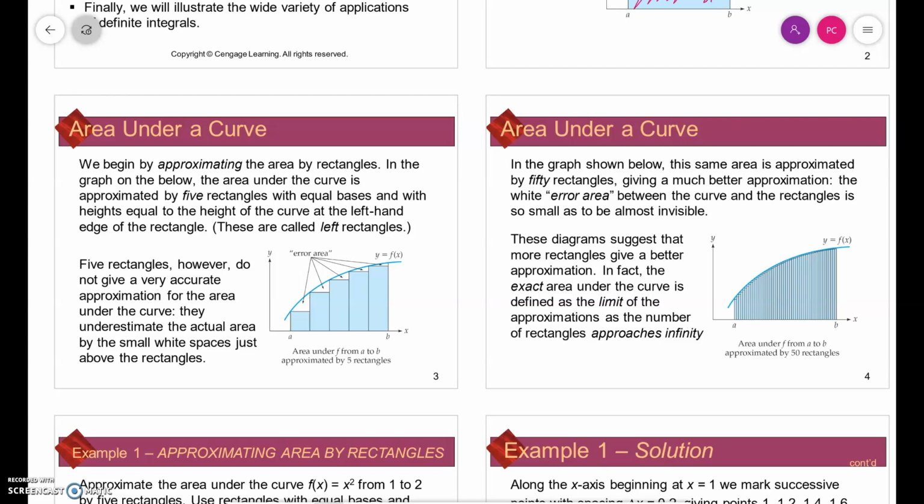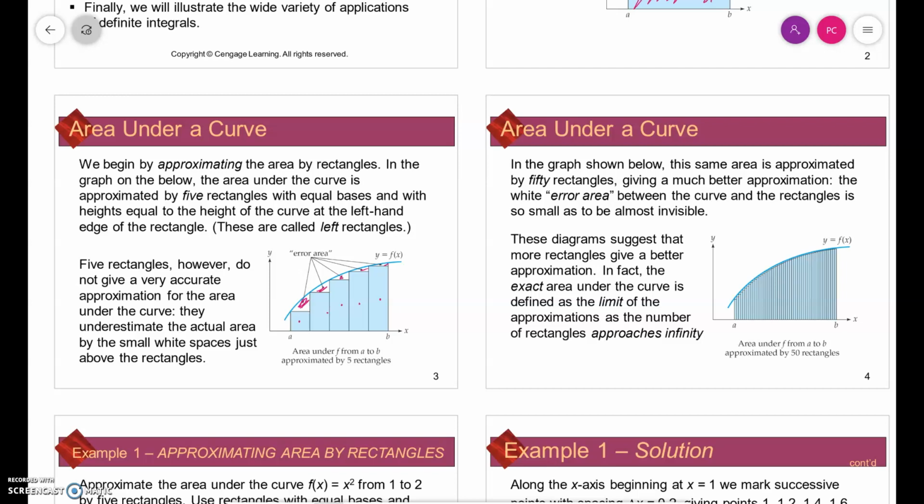They underestimate the actual area by the small white spaces just above the rectangles. So these 5 rectangles do give us the area for each of the 5 rectangles, but we're missing out on this white area. So we have an approximation, but it's not very accurate. So what if instead of 5 rectangles, we do more? That's what the next slide shows.